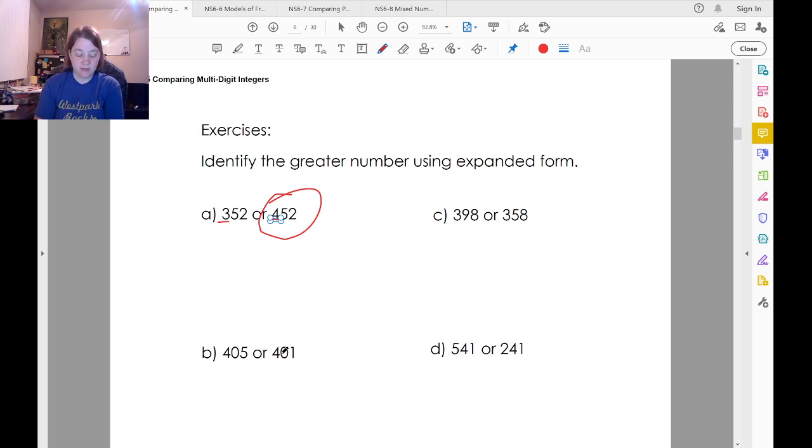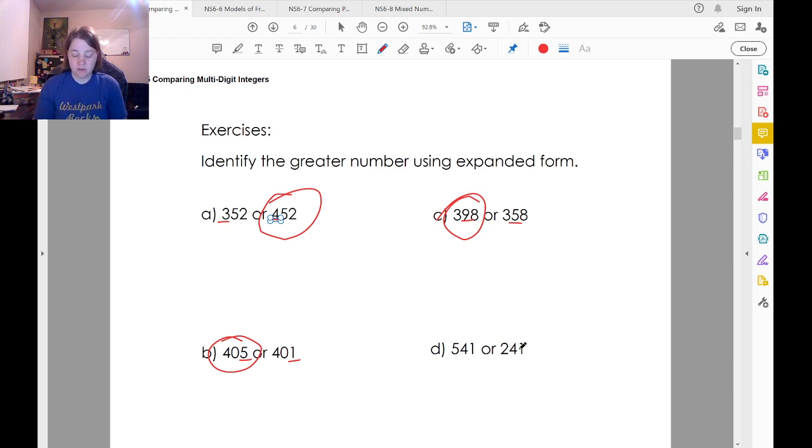What's different on letter B? It's the ones place. And on the ones place, it's the only one that's different, so 405 is bigger than 401. Let's look at letter C. They're both 300, they both have 8, but the tens place is different. 398 is bigger than 358.